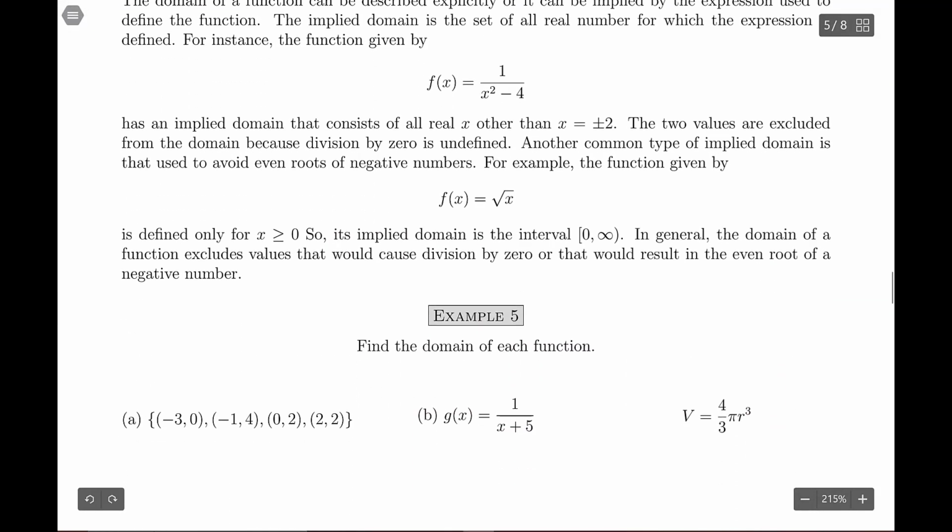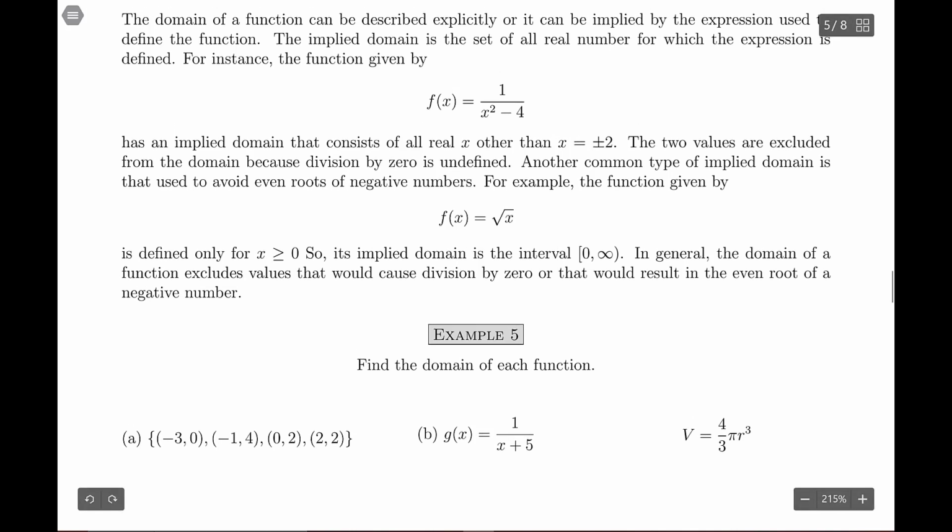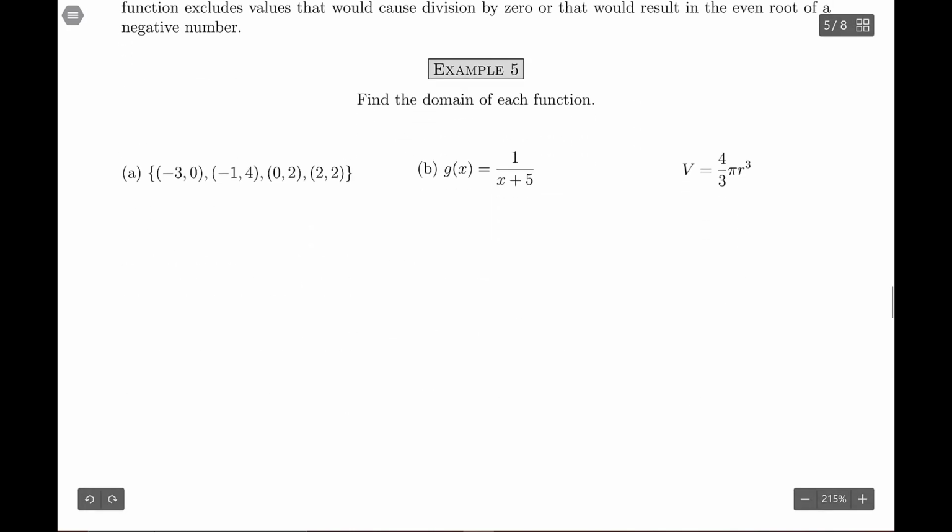The domain of a function is the set of all inputs that are valid for that particular function. So in the case of example 5, we're looking at what are the inputs of this. For part A, for example, we're looking at what are the inputs for that set. That set is only defined by these 4 ordered pairs. There's nothing else to that set.